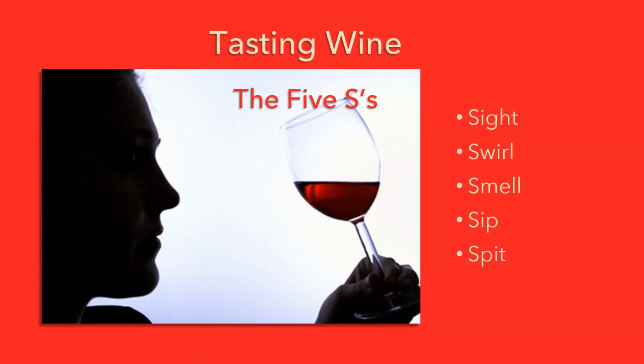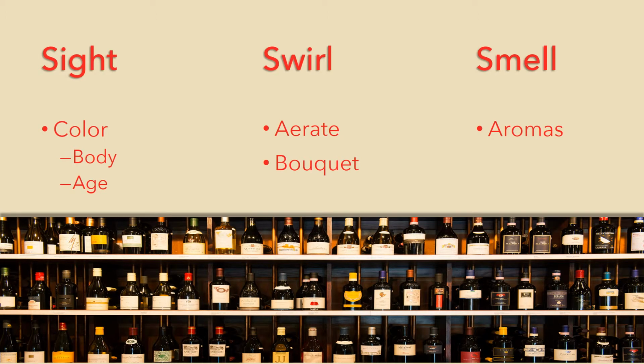Now let's move on to tasting wine. There are 5 important steps when tasting a wine: sight, swirl, smell, sip, and spit. When analyzing the sight of a wine, we are looking at the color. Color can help us determine 2 important factors in wine: the body, which will show us how heavy or light the wine will be, and it will also help us to determine the age of the wine.